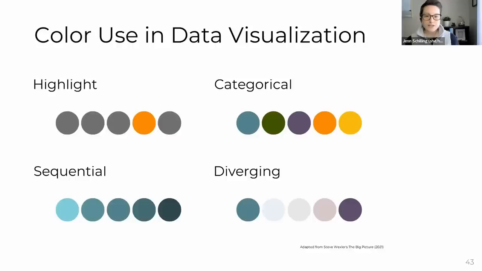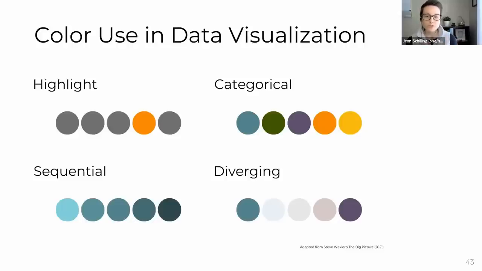So the main ways that we use color in data visualization are highlighting, which we've already talked about, bringing someone's attention to a data point. You can also use it to just designate different categories or labels, which can help the user differentiate between different groups. You can then also apply color to quantitative or numeric values, either in a sequential or a diverging scale.